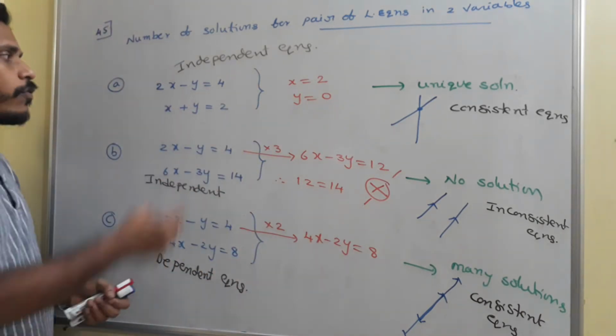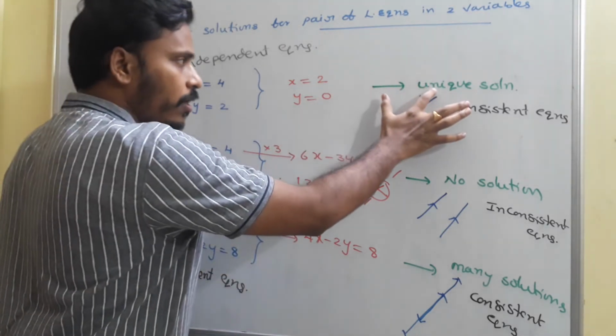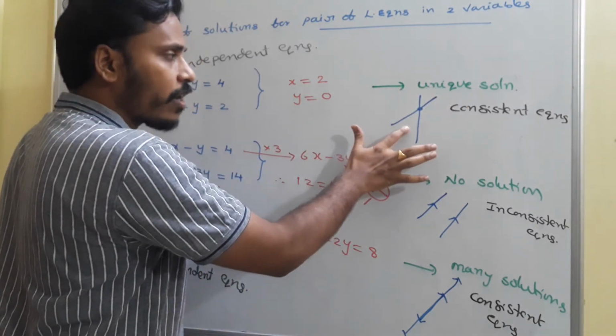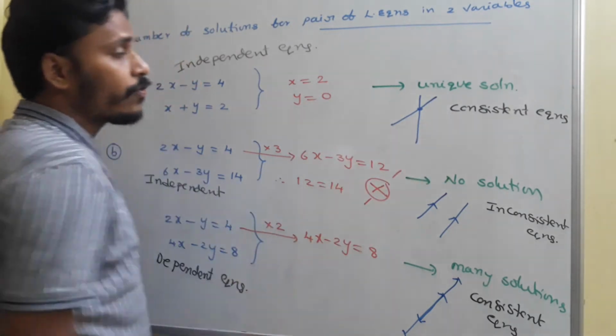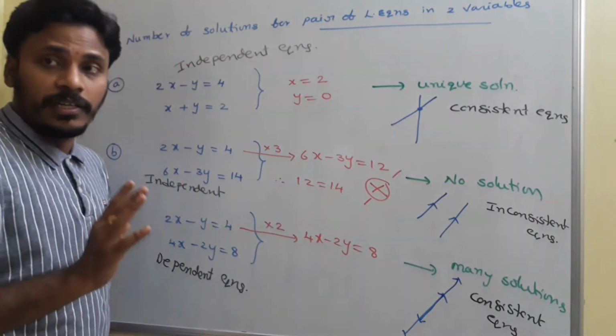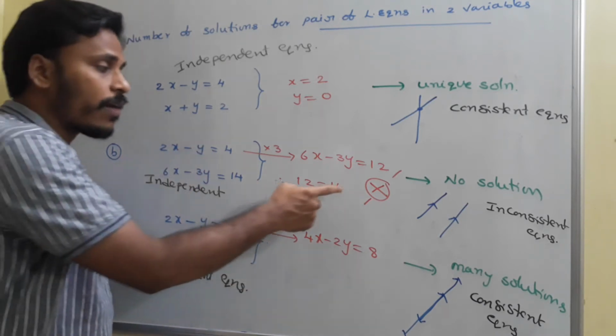In the first case, if you look, this system has one solution. So I call it a unique solution, and since it has one solution, the lines are intersecting, and since a solution exists, we call it consistent. If a solution does not exist, we call it inconsistent. And in the second case, this system has no solution because we have a contradiction.